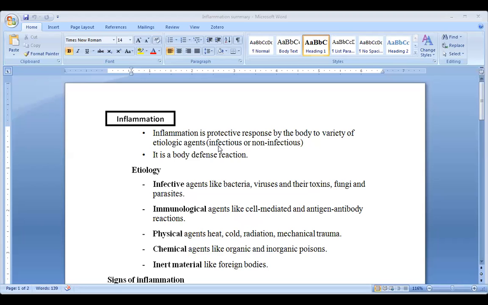That is the protective sign or response shown by the human body to an etiological agent. It may be infectious or it may be non-infectious. Okay.